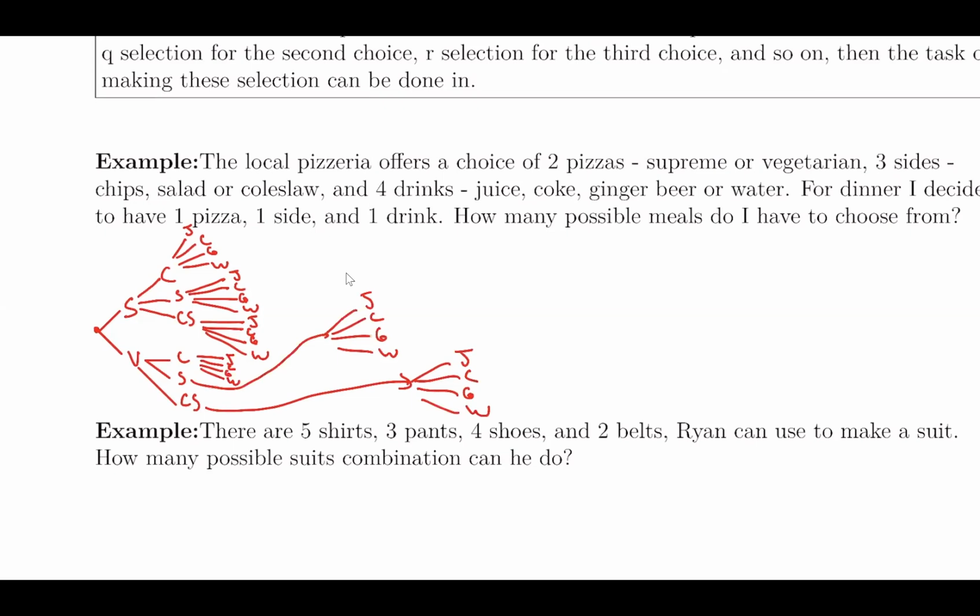So if I wanted to, I could get a Supreme pizza, I could pick chips, and I could get a juice. So that's one of the many different orders I could get. Or if I wanted to, I could get a Supreme pizza, get some chips, and now I could pick Coke. And this will be a totally new combination because instead of choosing juice, we're choosing Coke. So if you look at this, how many different combinations of this order can I have?